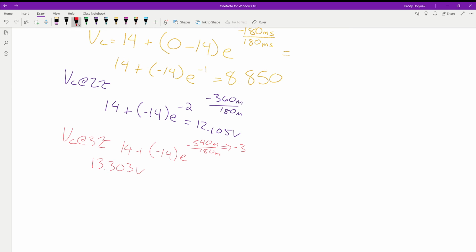Again, I'm not expecting you guys to memorize them, but to understand that it's not linear. It's an exponential curve. And how many tau does it take to fully get charged? 5 tau. Okay? So the last one, VC at 5 tau. So we have 14 plus a -14 times e to the -5. What voltage is that?